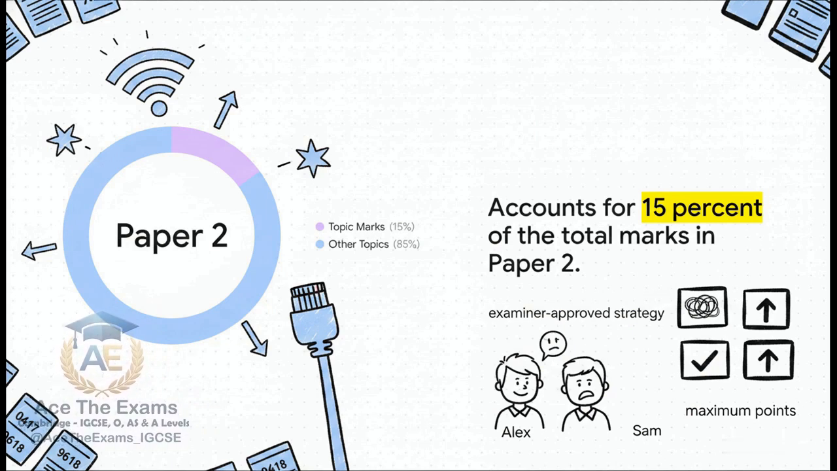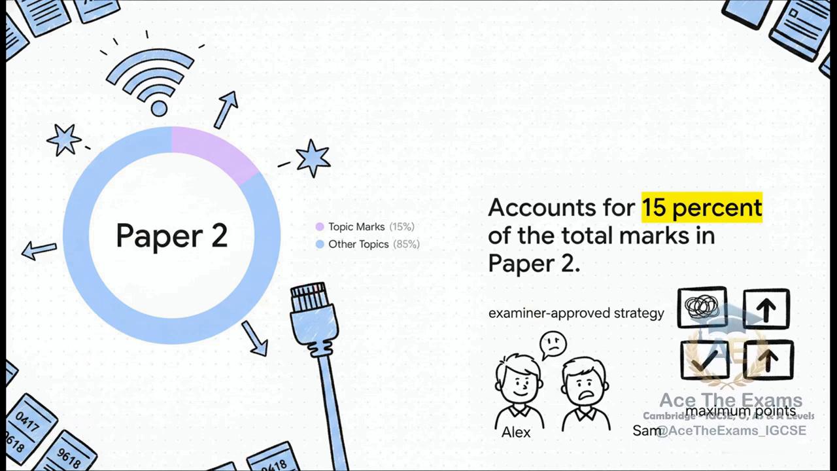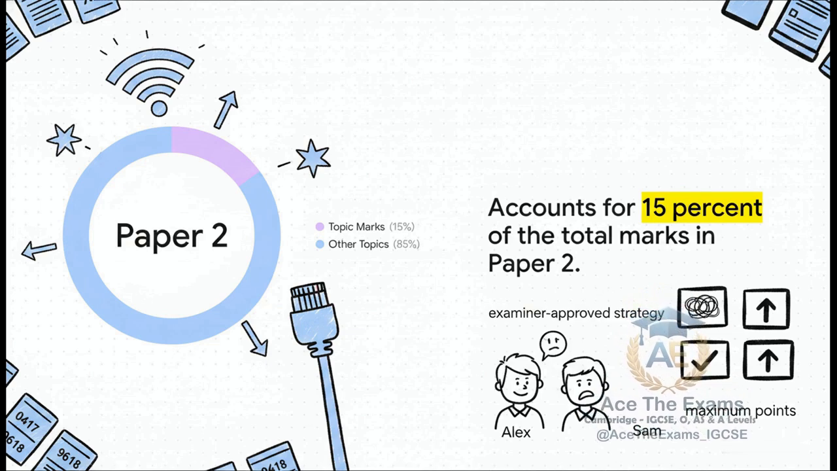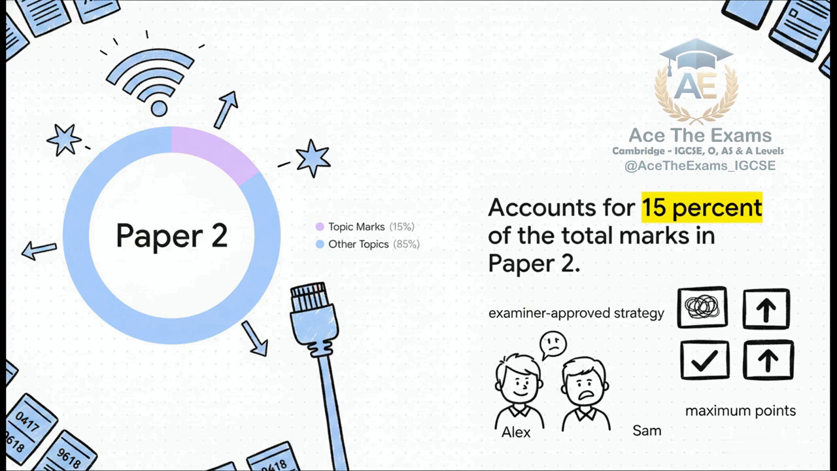15%. In the world of Cambridge grading, 15% is massive. It is literally the difference between an A star and a solid B. When candidates lose marks here, it's very rarely because they don't know what Wi-Fi is or because they've never heard of an Ethernet cable. It's almost always because they lack the highly specific, examiner-approved strategy required to actually present that knowledge on paper. You absolutely cannot afford to throw away these points on poorly structured, rambling answers.